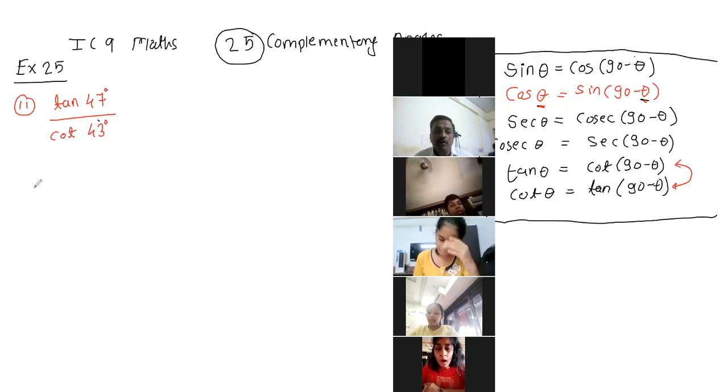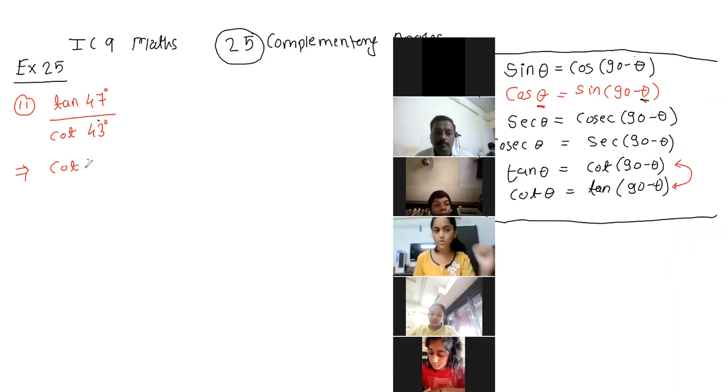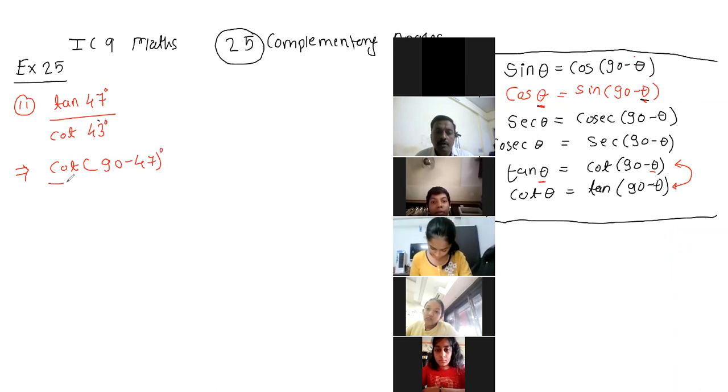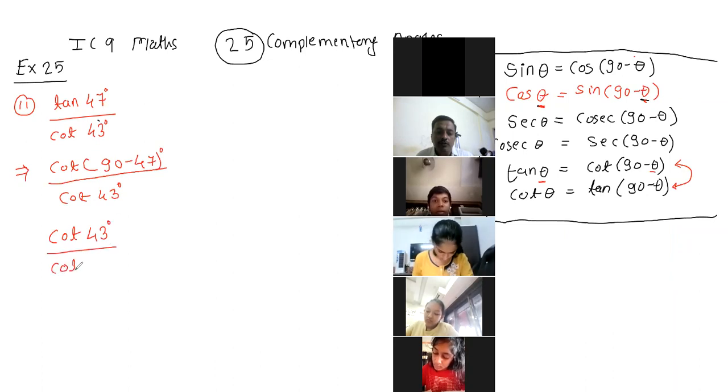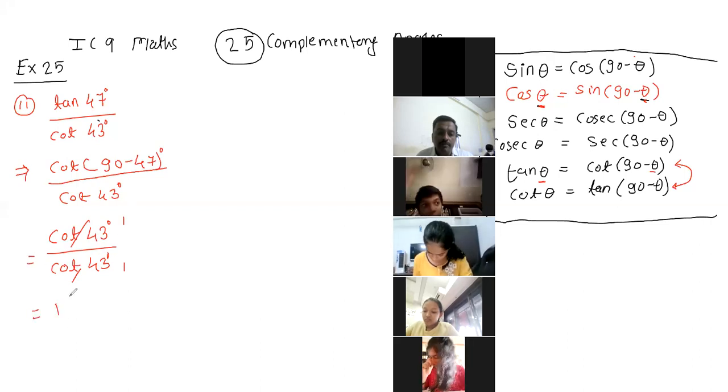So either convert tan or convert cot. Any one, you have to change only one of the two. So see, in the place of tan, what do I do, I write cot. So see here tan theta is there, then cot 90 minus theta. Whatever value of tan, you have to subtract it from 90. And the denominator should be as it is. Cot 43. So cot 90 minus 47 is 43, and denominator also 43. So both cancel, one. Your answer is 1. Is it understandable now?